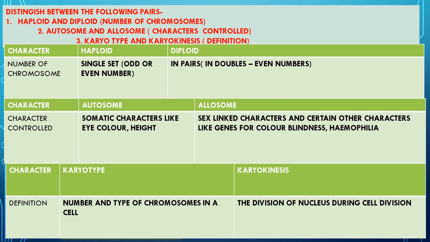Distinguish between the following pairs: haploid and diploid according to the number of chromosomes. Haploid has got single set, whereas diploid has got chromosomes in pair. Autosomes and allosomes according to the characters controlled. Autosomes control body character like eye color, height. Allosome control sex-linked character and also certain characters like color blindness and hemophilia. Karyotype and karyokinesis. Karyotype definition is the number and type of chromosomes in a cell, and karyokinesis is the division of nucleus during cell division.